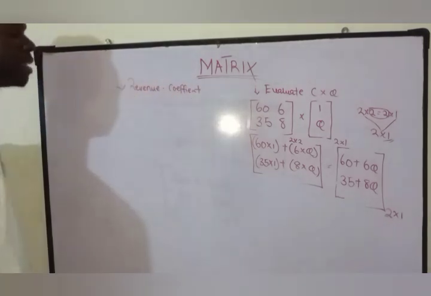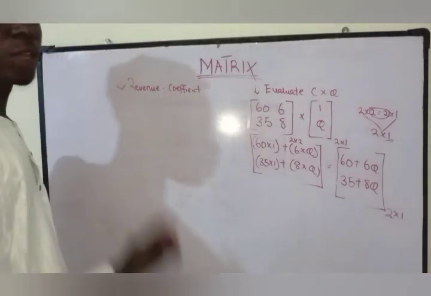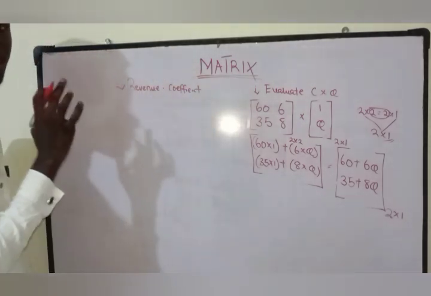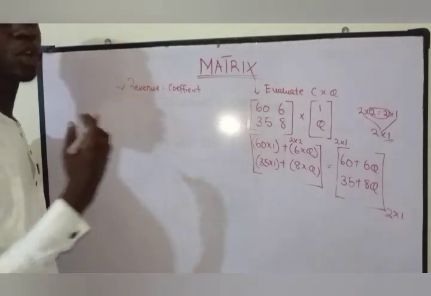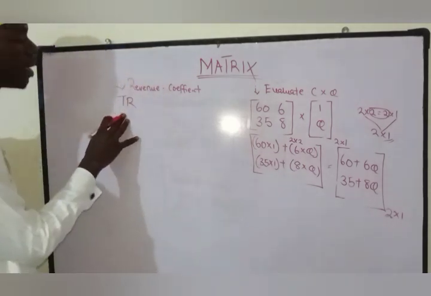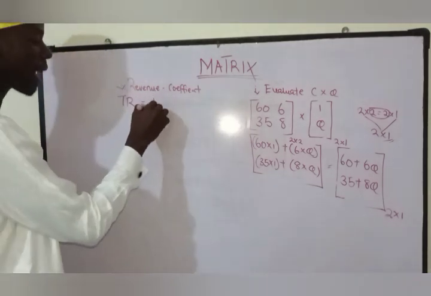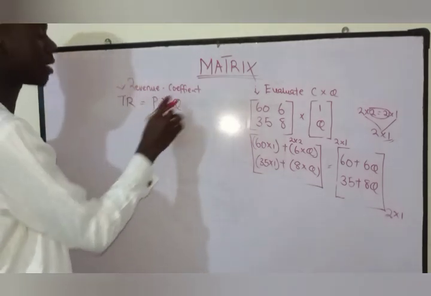It asks us to find the revenue coefficient. To find the revenue coefficient, if you check the initial question, the total revenue was not given. To solve for the total revenue, it will be price multiplied by quantity.